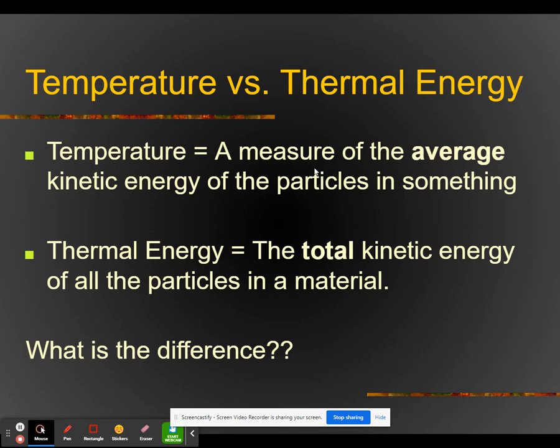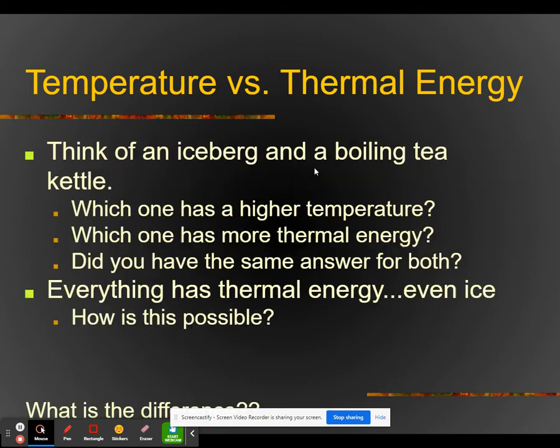Now, to illustrate the difference between temperature and thermal energy, I want you to think about an iceberg, and right next to that iceberg is a boiling pot of water to make tea. So a tea kettle that's boiling hot and an iceberg right next to it. Question. This should be a little more obvious. Which one of those two, the iceberg or the boiling tea kettle, has a higher temperature? I would think you would know that the boiling tea kettle has a higher temperature.